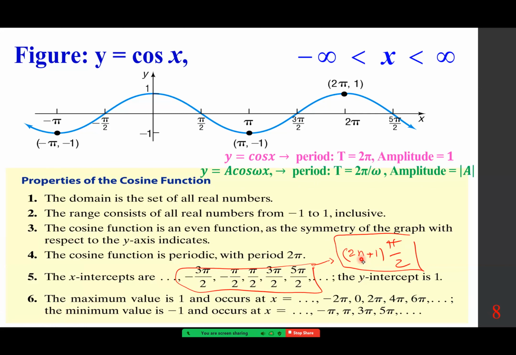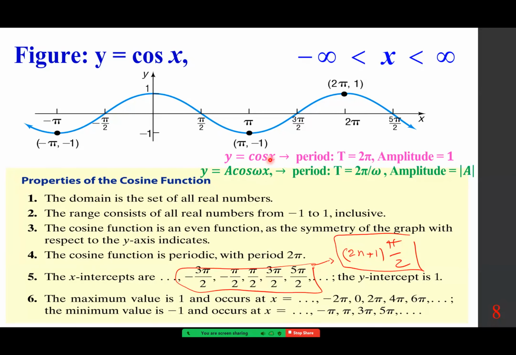The maximum and minimum occur at n pi. Okay, the maximum. So for y equals cosine x, the period is 2 pi, amplitude is 1. Now, whether it's, by the way, cosine or sine makes no difference. The period is 2 pi over omega, the coefficient of x. If you have a number in front of x, that's how you calculate the new period.